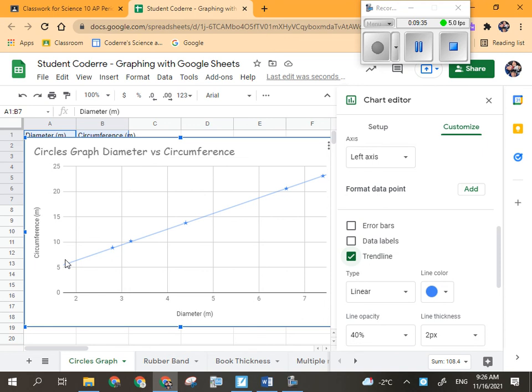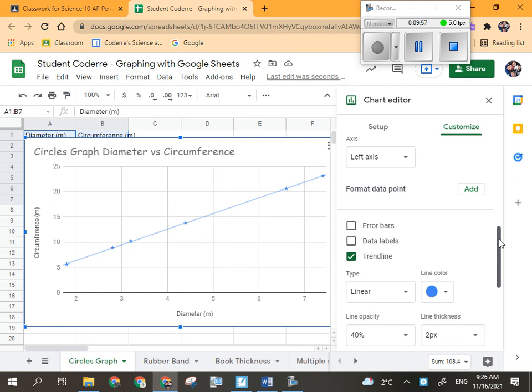That happens very rarely. It only happens on this graph because for every one of those points, the circumference is 3.14 and so on times bigger than the diameter. So they all line up absolutely perfectly. Like I say, that very rarely happens. All right, so I've got my trend line drawn.